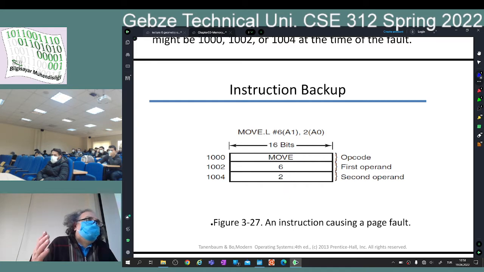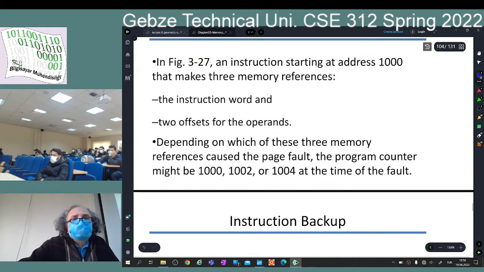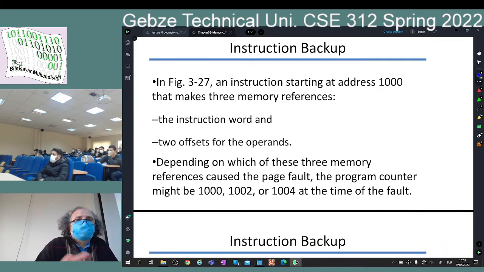And when the page fault is handled, I need to back up the instruction so that I am starting fresh. I didn't load that data from the memory yet. I am starting from the beginning and executing this instruction. It is exactly the same problem that we had with the interrupts before in chapter number 2 with the processes. So there is nothing much special about page fault handling in this instruction backup. We have to do this for any interrupts anyway.